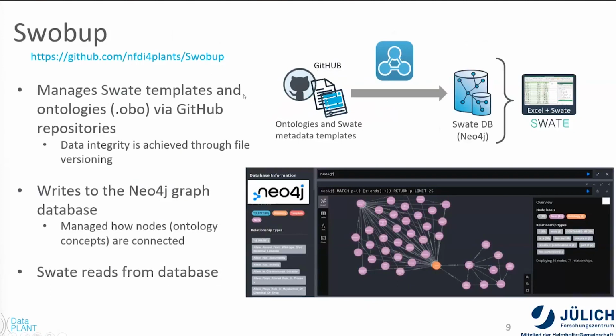It is directly connected to GitHub, which allows us, of course, data integrity and versioning of the ontologies. It saves all the ontologies that we have at the moment in the Neo4j graph database. And this also serves, of course, as a connection between the different ontologies that we have.